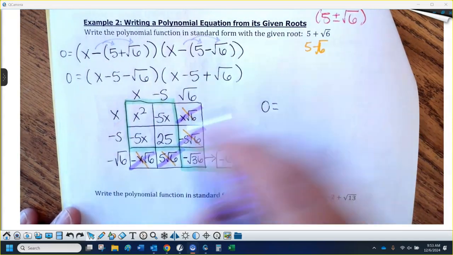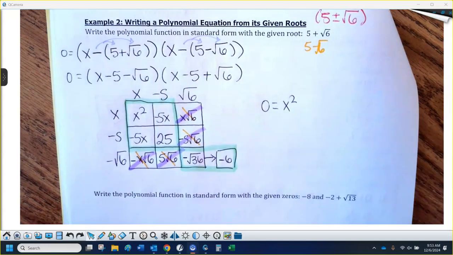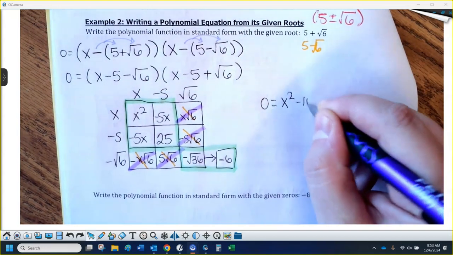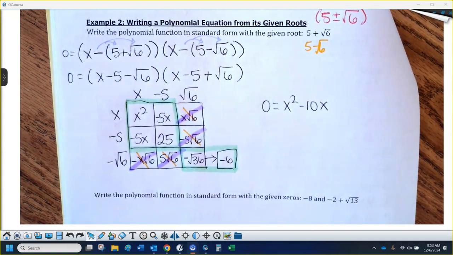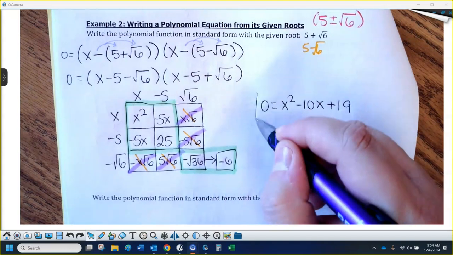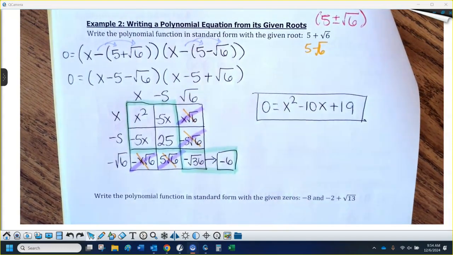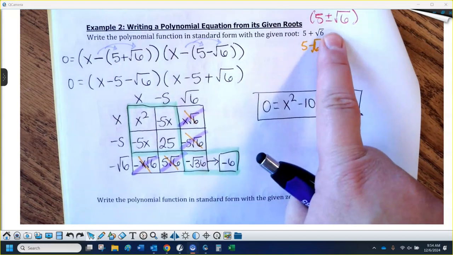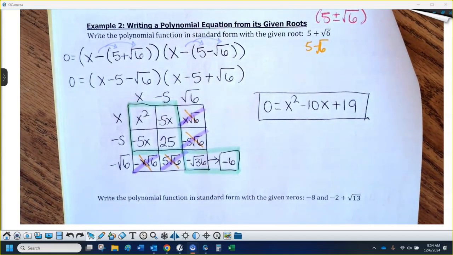So this solution here, we'd have x squared. Now, these two guys are usually the same, so they don't cancel each other out. So negative 5x and negative 5x is negative 10x. And then what you're going to need to combine for your numbers, the 25 in the middle, and then that negative 6 in the bottom right corner. So that would be 19. This is the polynomial, quadratic equation in this case, that has the solution 5 plus or minus the square root of 6. So if you did the quadratic formula on this, the result would be 5 plus or minus the square root of 6. We're just working backwards from the given solutions.